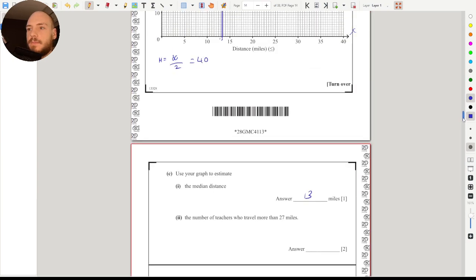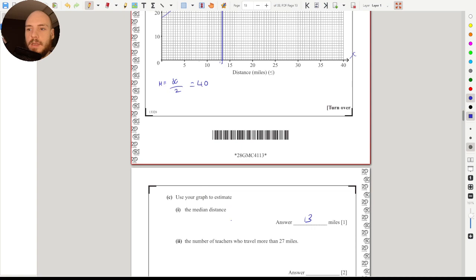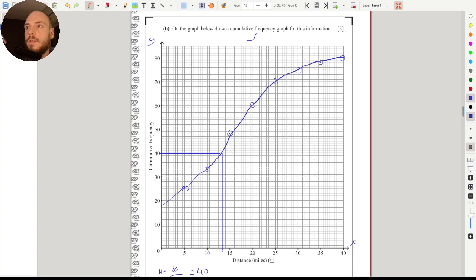So let's move on to the next point. The number of teachers who travel more than 27 miles. If they travel more than that, we're going to be looking at this half, so 27 and up. Instead of the draw tool, I'm going to use a different tool, the spline tool. Halfway here is 27.5, so 27.5 is here, and we'll go up to about here, and we'll go straight across.